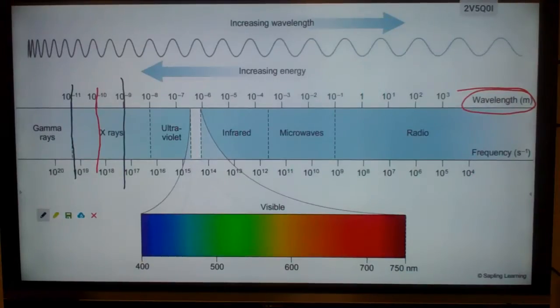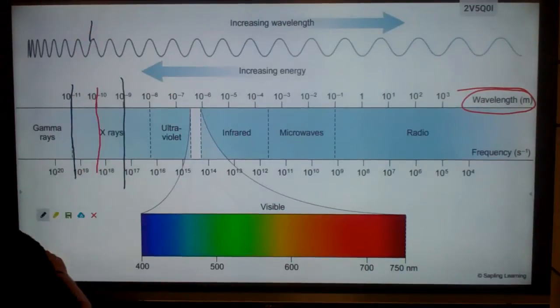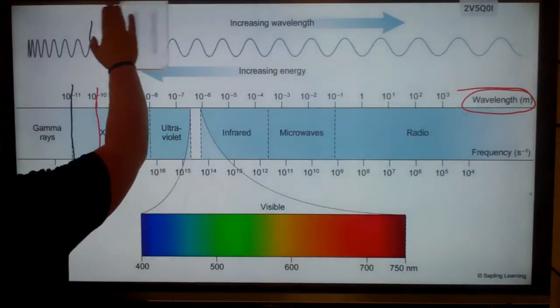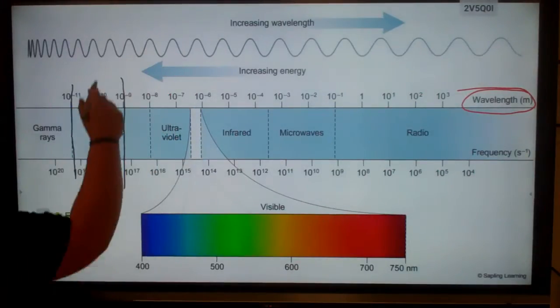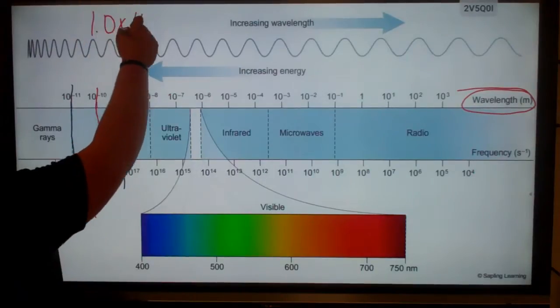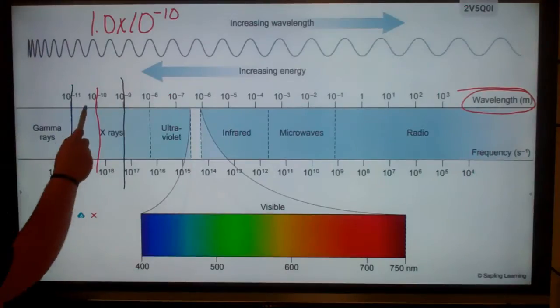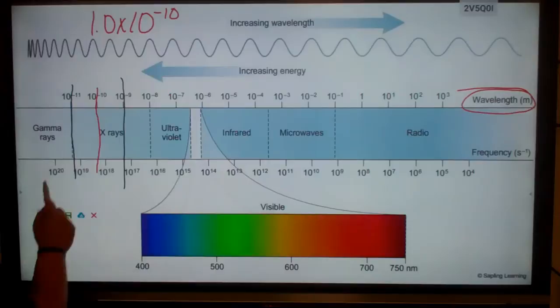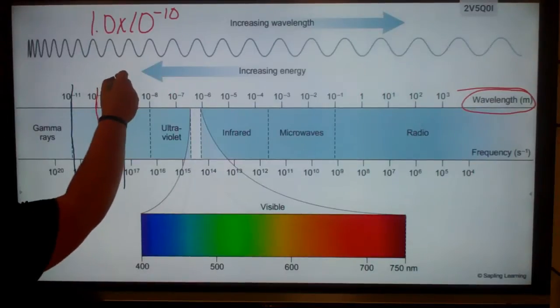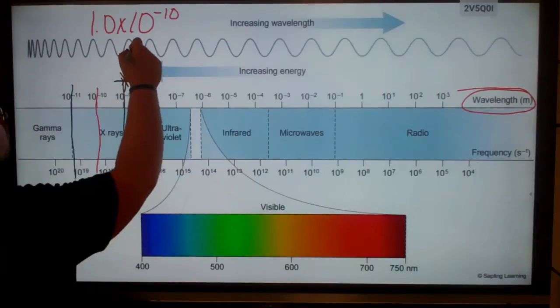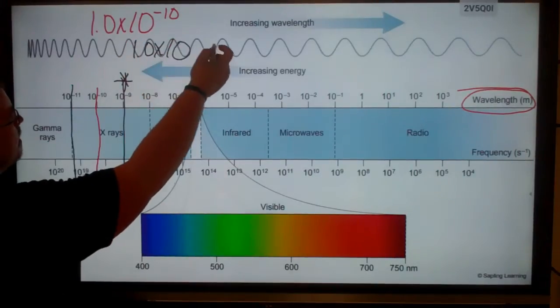All right, look here. At this point where it says times 10 to the negative 10, that number is 1.0 times 10 to the negative 10. You need to understand, as you go from left to right and from right to left on the electromagnetic spectrum, are the numbers increasing or decreasing? As we go to the right, at this point right here, that number is 1.0 times 10 to the negative 9.